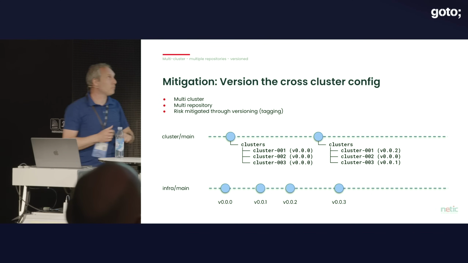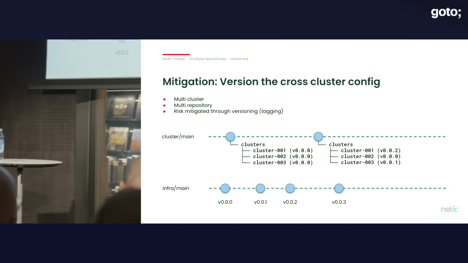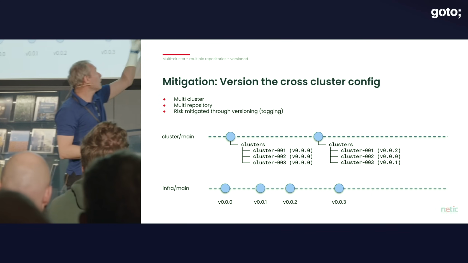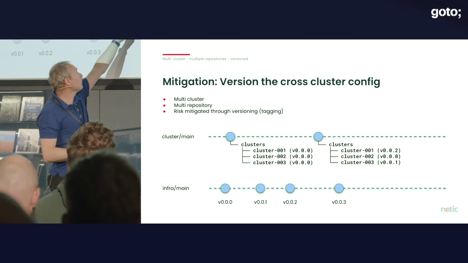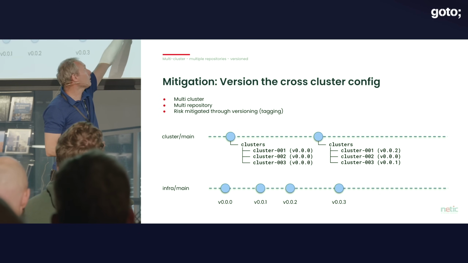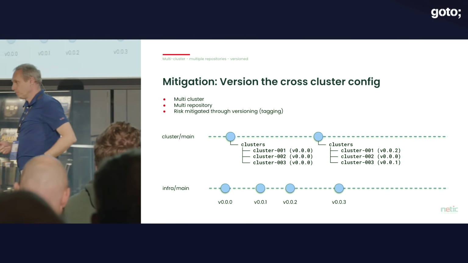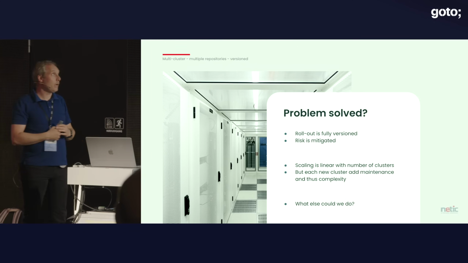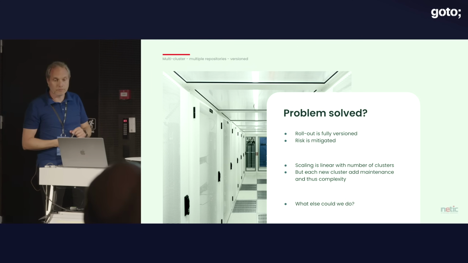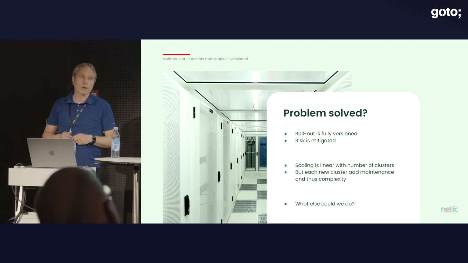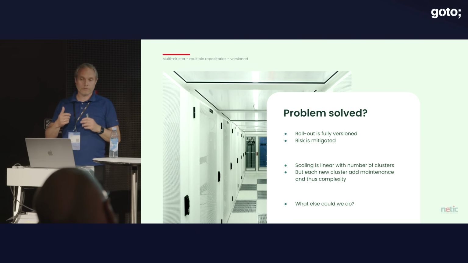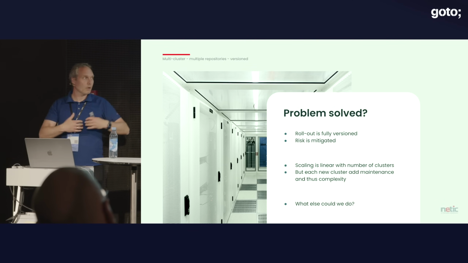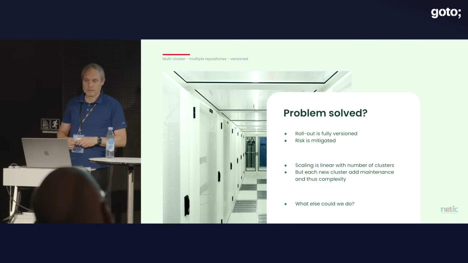Right? So at this point in time, when I do this commit, I just change the version that should be fetched down here. So instead of just fetching from main, I fetch a specific tag. So easy, problem solved, right? Now the rollouts are actually fully versioned, and we are mitigating the risk of rolling out something to a lot of clusters in one go?